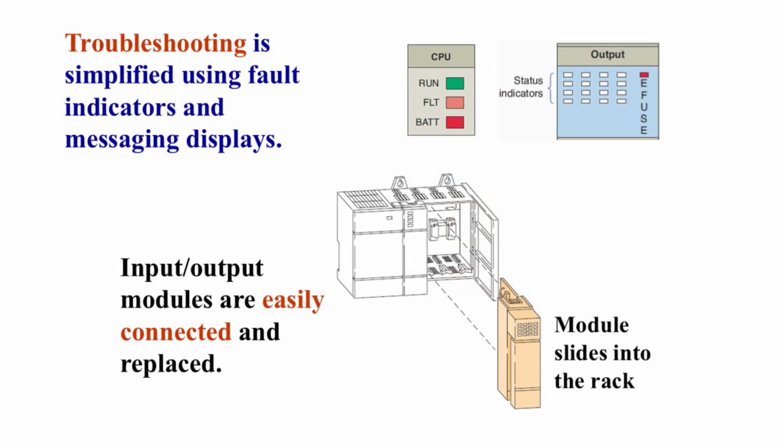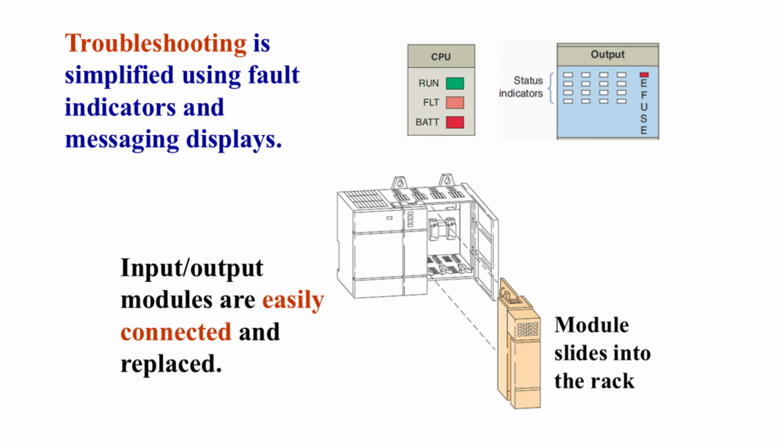One of the key advantages of PLCs is how simple they make troubleshooting. Most PLCs include fault indicators and messaging displays that alert technicians when something is wrong. For example, status lights on the CPU can show whether the controller is in run mode, has a fault, or has a low battery. Similarly, output modules often have individual status indicators that reveal if a fuse has blown or if a particular channel is active. This built-in feedback makes diagnosing issues much faster compared to older relay systems, where troubleshooting meant physically tracing wires and connections.